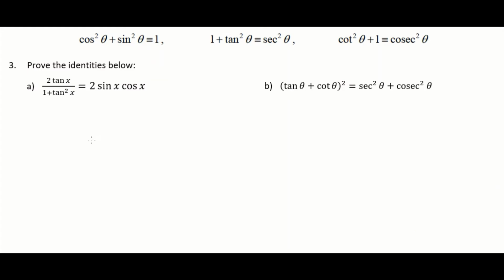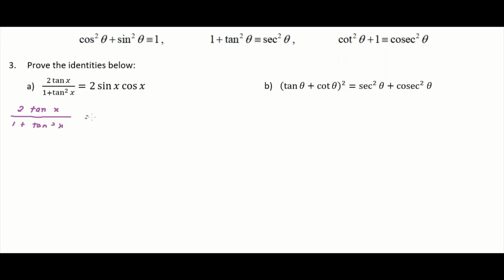The last question is some proving questions. These are the three identities that we have learned just now, so we need to use them to prove our identities. The first one, let us always start with the left hand side. 2 tangent x over 1 plus tangent square x equals 2 sine x cos x. Make sure that you don't copy the whole thing. Start with your left hand side, then you need to think of what method you should take to reach the right hand side.